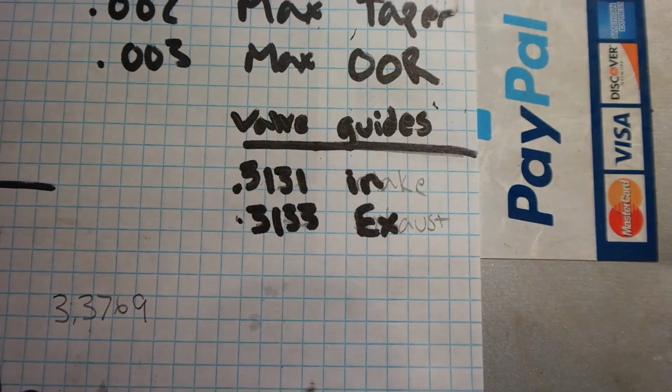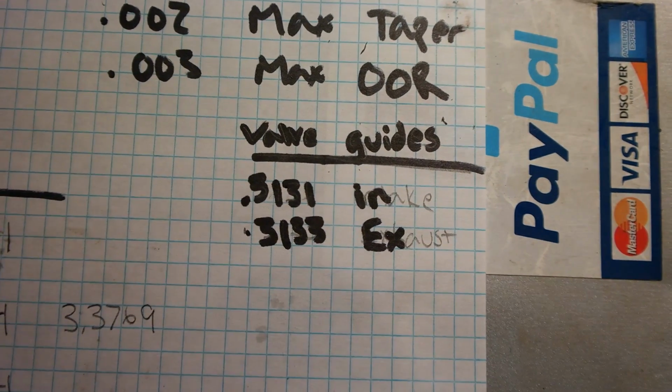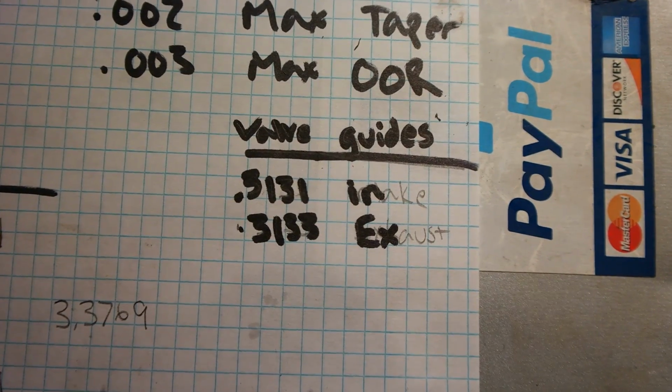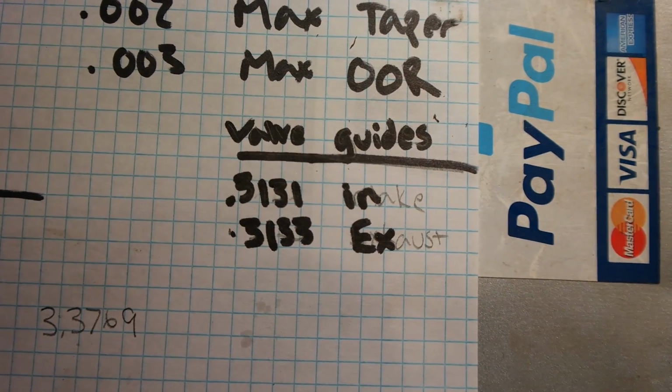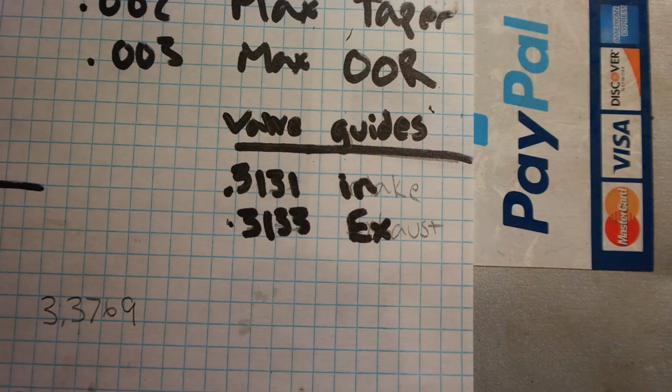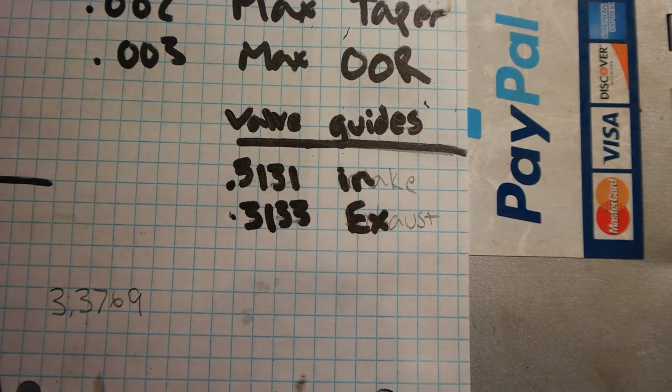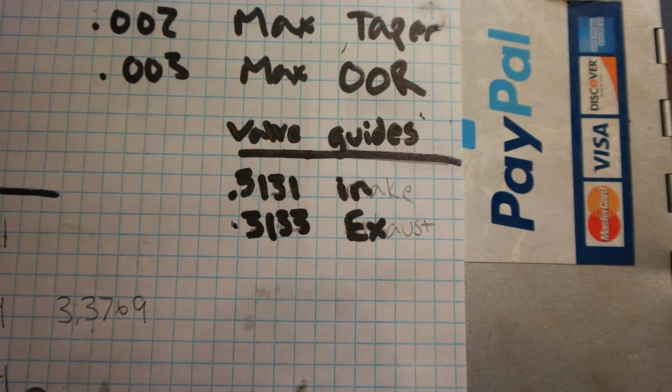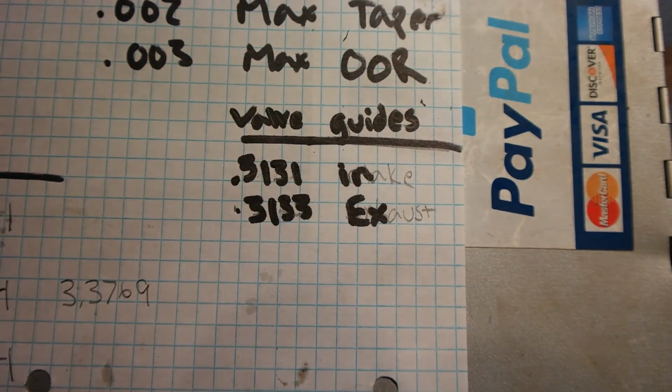The maximum wear limit on the intake valve guide is 0.3131. The maximum wear limit for the exhaust valve guide is 0.3133. We want to measure our valve guides and make sure they are within and under this specification.